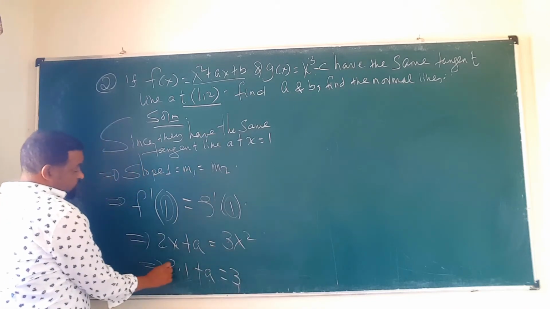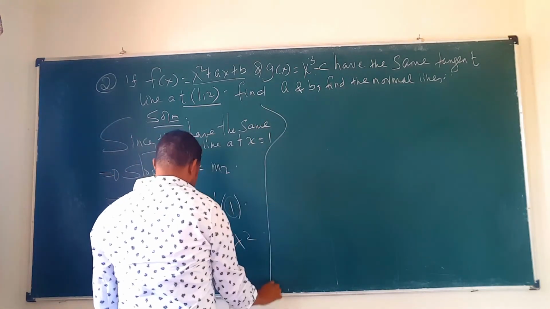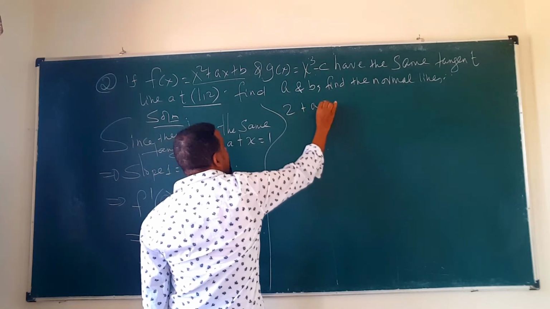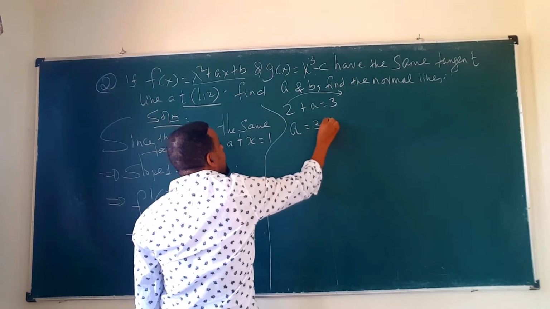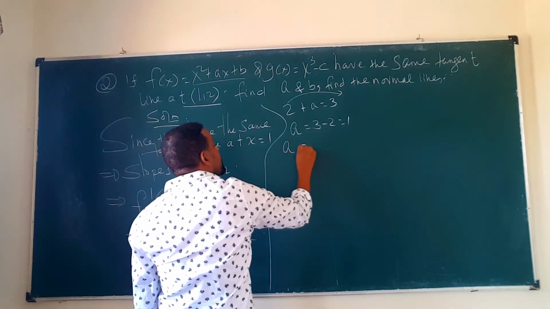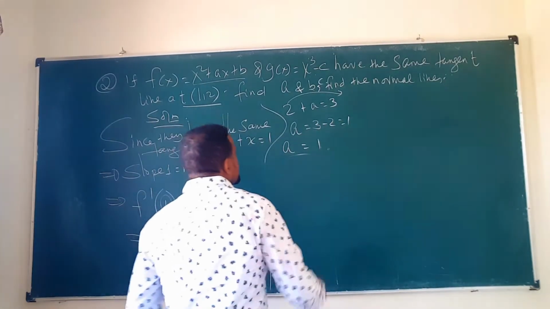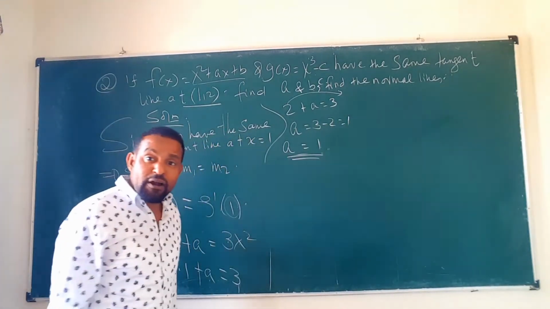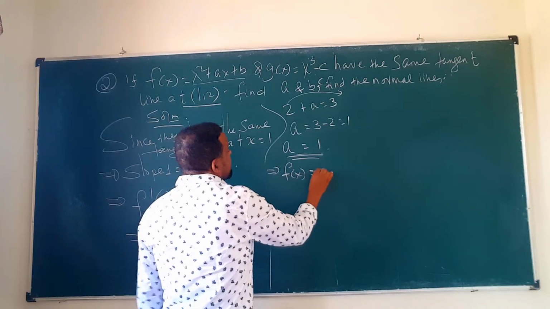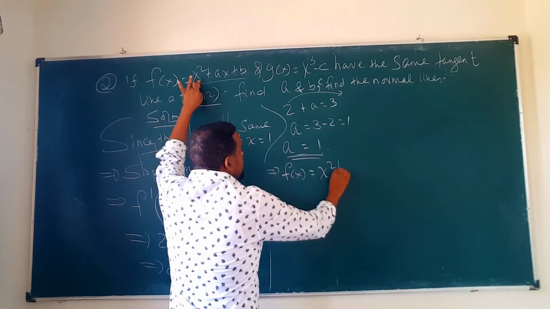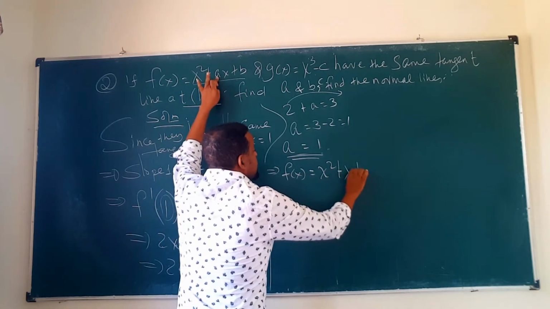So 2 times 1 is 2, 2 plus a is equal to what? 3. So moving this over, what is the value of a? 3 minus 2, which is 1. So the value of a is 1. Now what does f of x become? F of x is x squared plus, in place of a put 1, x plus b.